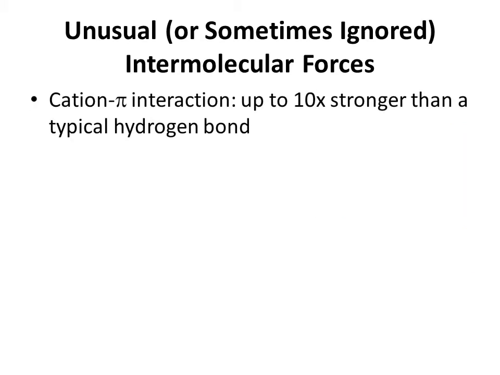Cation pi interactions are impressively strong. They're up to 10 times stronger than a typical hydrogen bond, which makes them about half the strength of a normal covalent bond, and they're also up to 100 times stronger than the Pi-Pi interactions that we just studied. There are hundreds of examples of cation pi interactions in biology, and here's one.